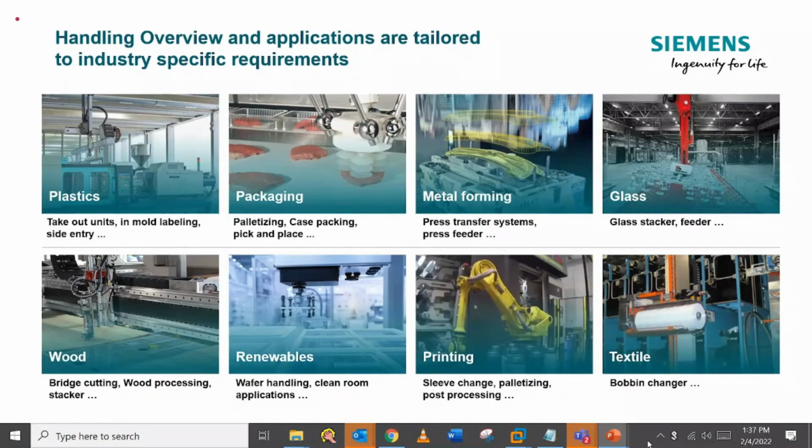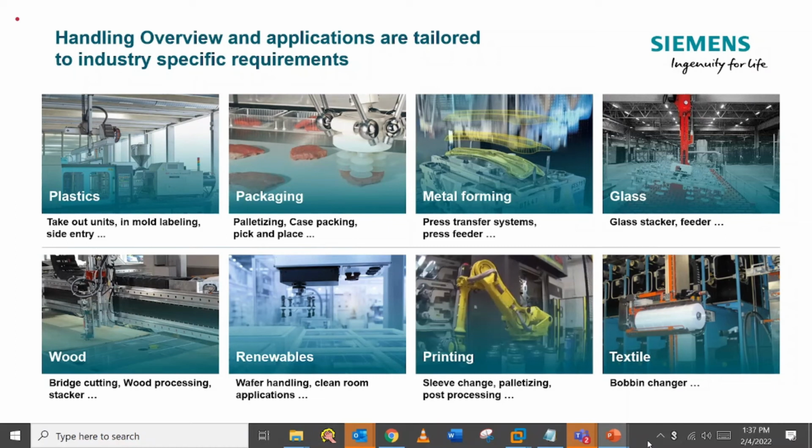So these are the PA production machine application branches. Let's say plastics, packaging, metal forming, glass, food, renewable, printing, and textile. All the industries are now demanding a high production rate and high productivity. That's why we need complete automation there for all the handling kind of applications.